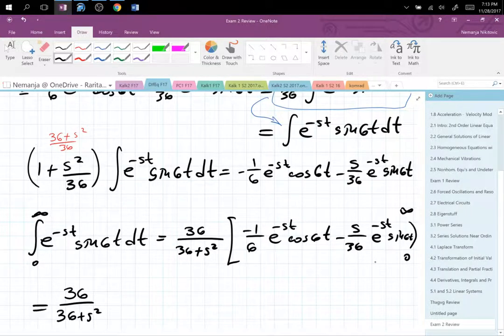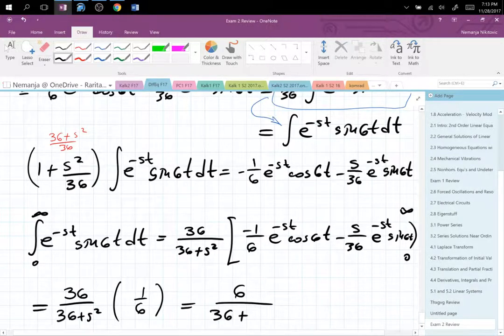Now the trick is when you plug in 0. When you plug in 0, this negative becomes a positive now, so it's 1 over 6, and you plug in for t equals 0, e to the 0 becomes 1, so it's just 1 over 6. And then plugging in 0 for t on the other side becomes 0 because sine of 0 is 0, so you just get 1 over 6. So this becomes 6 over 36 plus s squared, or you can just look at the chart.